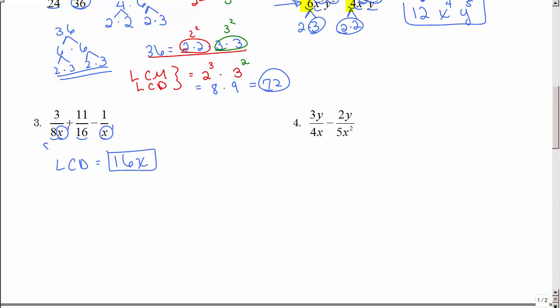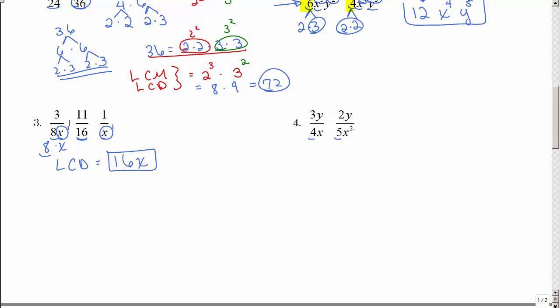So you have to look at that as 8 times x. Those are not glued together. So you look at the 8 and the 16. What is that least common multiple? And then the only other factor you have is x. What about the next one?